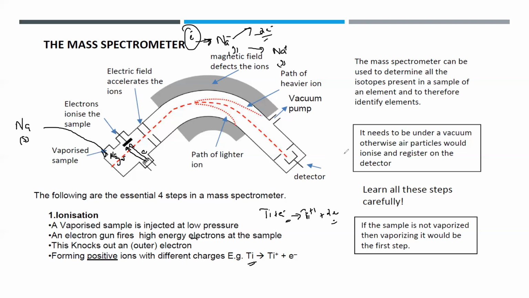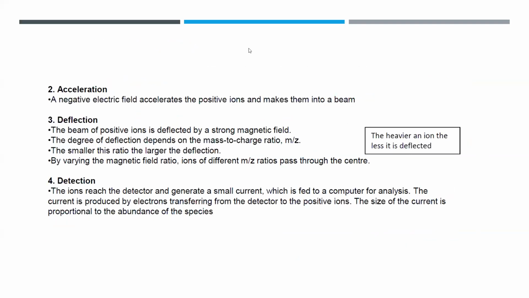The first step is ionization. Then the second step is acceleration. How do we accelerate? In our example we took sodium. First we ionize the sample, so sodium is converted to a sodium ion, a positive ion. Then a negative electric field accelerates the positive ion, so we apply an electric field here.